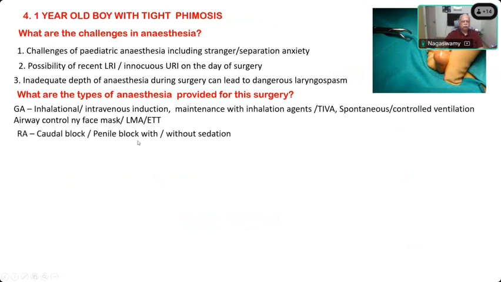RA: caudal block, penile block, with or without sedation. So older children, we can do it with penile and caudal block alone, and with quite a good rapport and comfort, we can keep them cooperative.